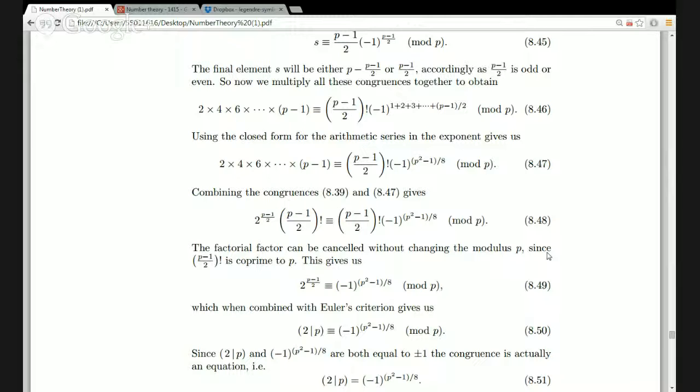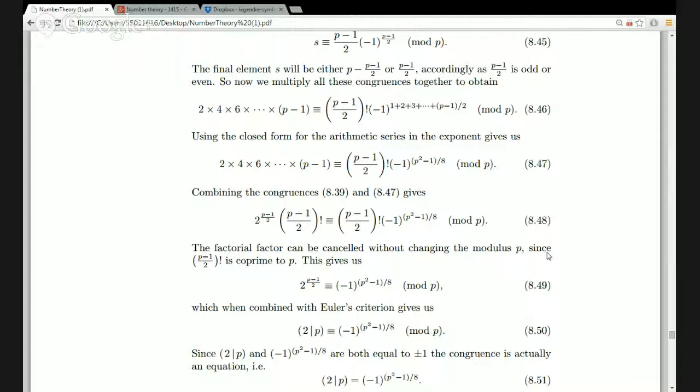The factorial is just a product of a bunch of numbers less than p. P is prime, so none of these numbers divide p. They're all co-prime to p. So the product is still co-prime to p. So this factorial can be cancelled. It does have a multiplicative inverse modulo p. Then we get this result. This power of 2 is congruent to this power of minus 1.